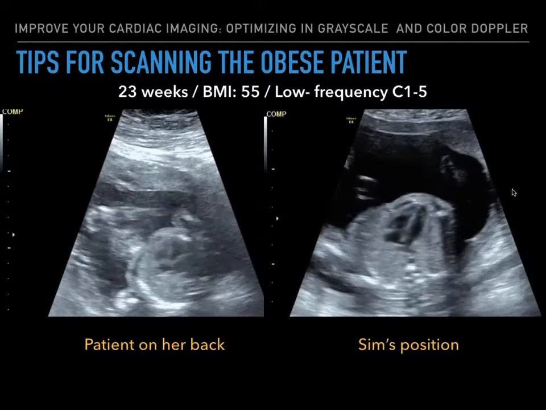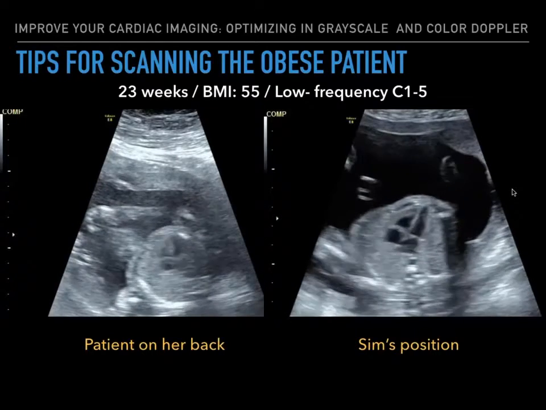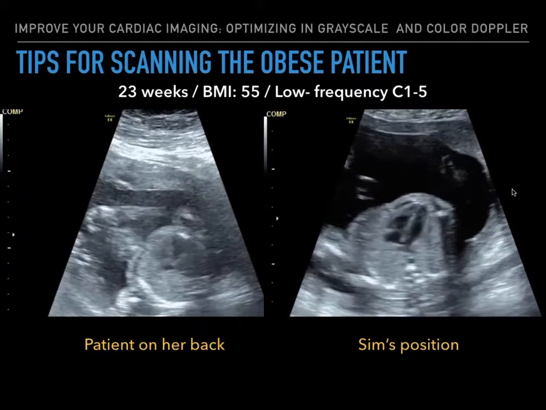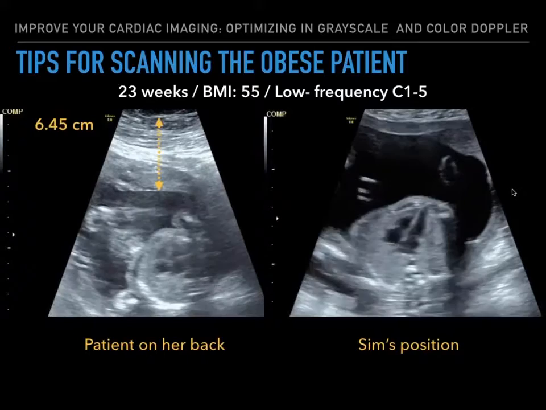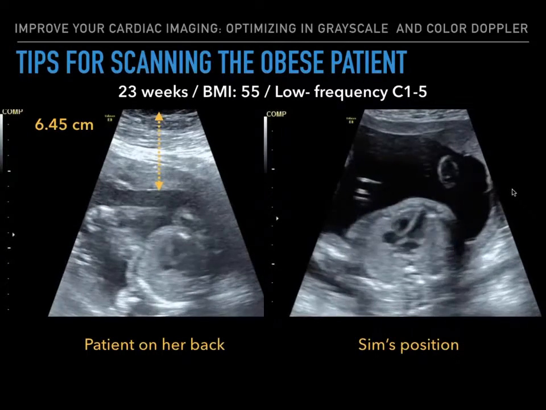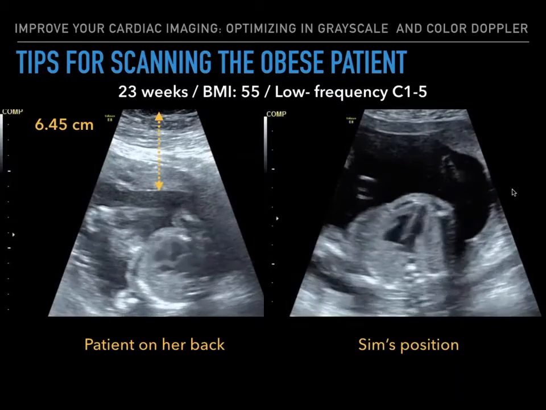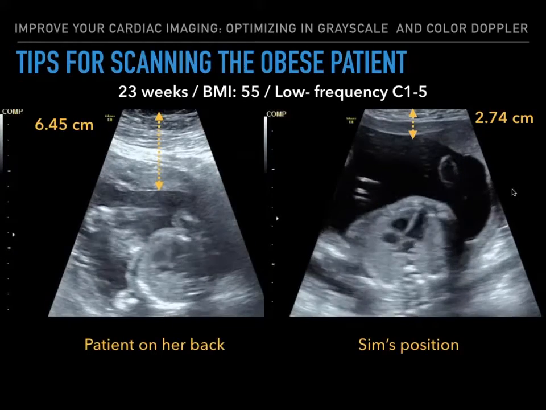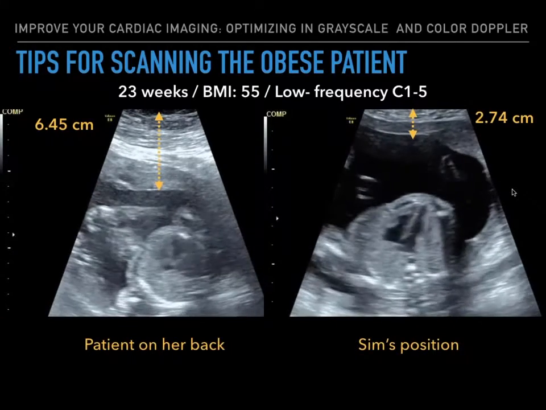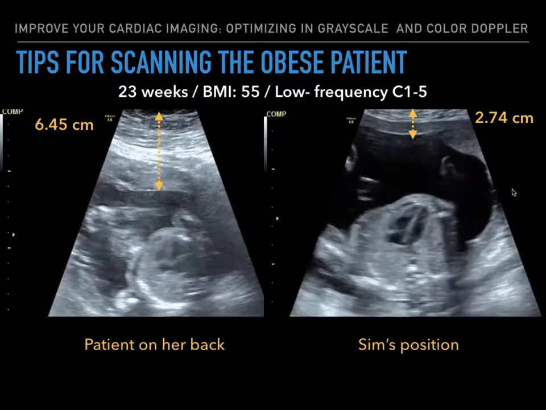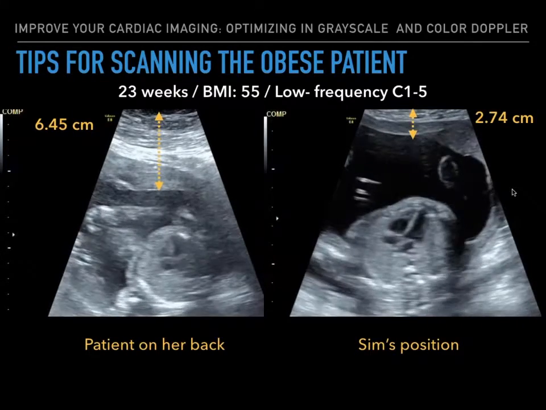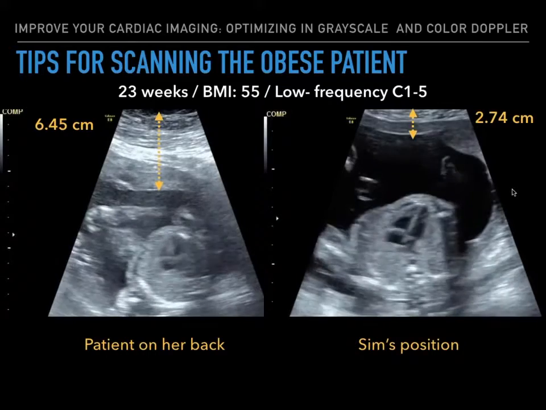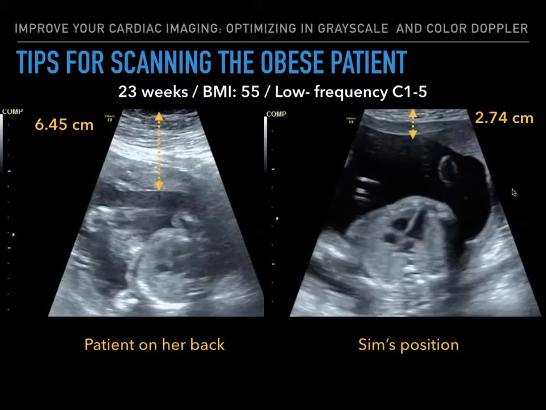Here is a 23-week fetus with a BMI of 55. This is obviously a difficult scan. We utilize a low-frequency transducer. Here we have the patient on her back, and you can see an increased imaging depth of 6.4 centimeters. But when we have the patient turn over towards her left-hand side in Sims position, now we have a decreased imaging depth of 2.7 centimeters. And here you can clearly tell the difference, how beautiful the heart looks in comparison to the first clip. So it's very important to try utilizing these techniques, especially when scanning the obese patient, to produce the best optimal images.